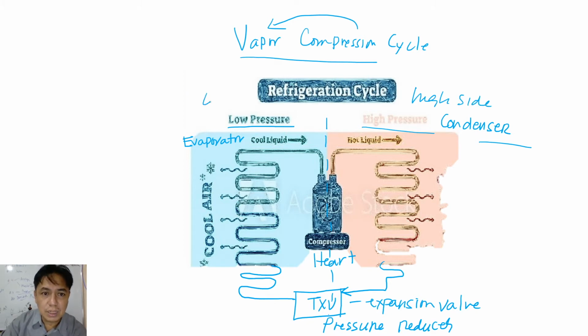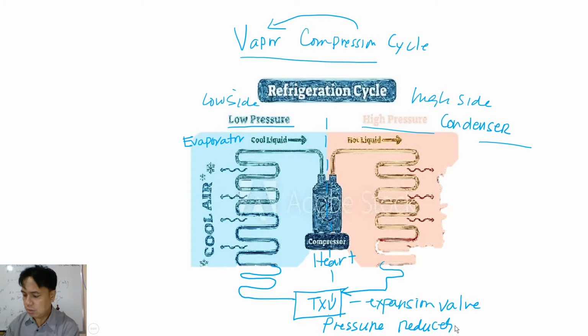So the evaporator is the low side part of the system. When it exits from the condenser, the pressure is still high, right? So here the pressure is still high. We need to lower down the pressure, and the device that does that is the pressure reducer.